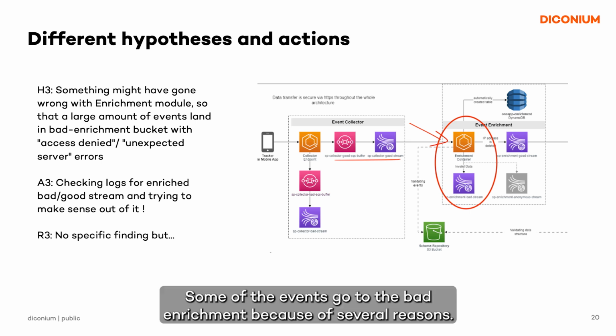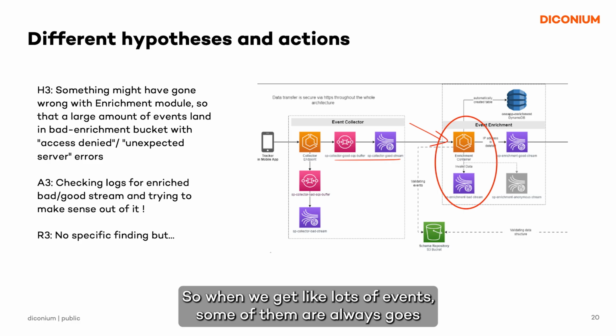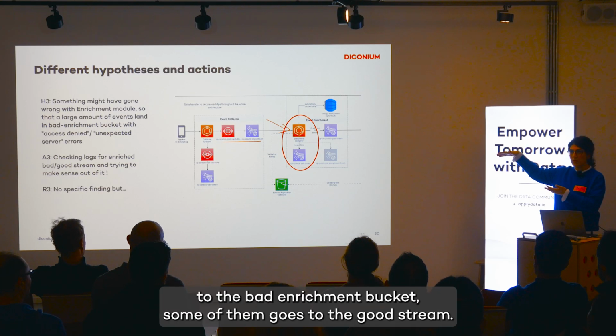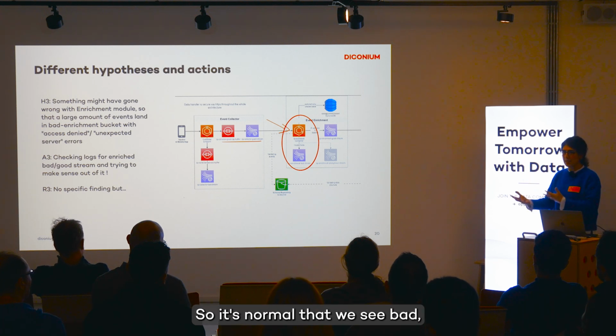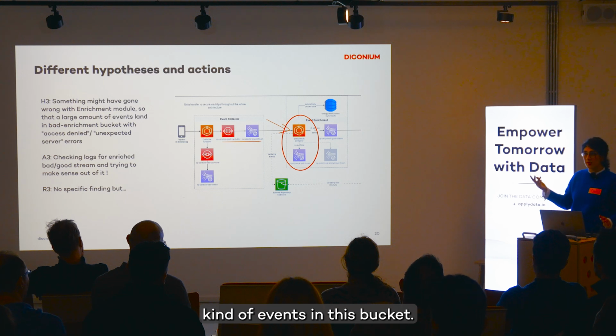Some of the events go to the bad enrichment bucket for several reasons, such as not being compatible with the schemas, and most of the time it is a schema violation. So when we get lots of events, some of them always go to the bad enrichment bucket, and some of them go to the good stream. So it's normal that we see these kinds of events in this bucket.